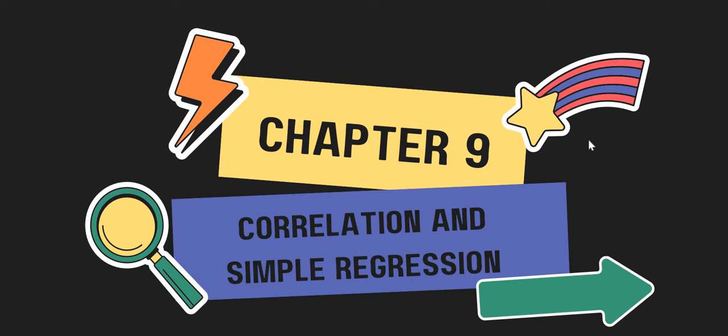Okay, so this will be our last chapter for your subject, engineering statistics. This is our last chapter, but I will make the video part by part. So for the first video, I will explain only the first agenda, or the first objective. Without further ado, this is chapter 9, which is about correlation and also simple regression.